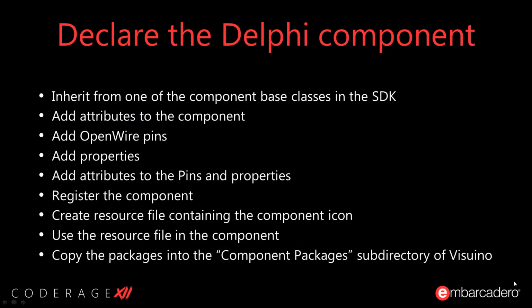To declare our Delphi component, we'll follow a few typical steps. We'll inherit from one of the component base classes in the Visuino SDK. We'll add attributes to the component, add OpenWire pins and properties, add attributes to the pins and the properties. We'll register the component, create a resource file containing the component icon in a semi-transparent PNG format, 32 by 32 pixels. We will use the resource file in the component, compile the packages and copy them into the component packages subdirectory of Visuino.